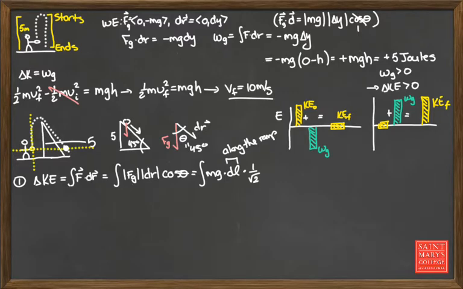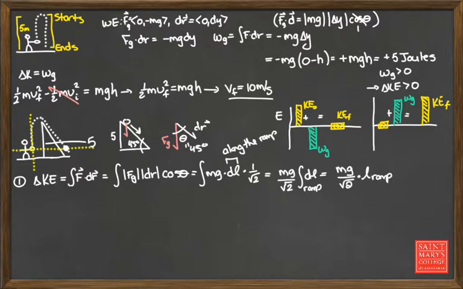So then this just becomes, let's see, what can come out? The m, the g, square root of 2 can come out, then it's just the integral of dl along the ramp. So then this is just mg square root of 2 times the length of the ramp.